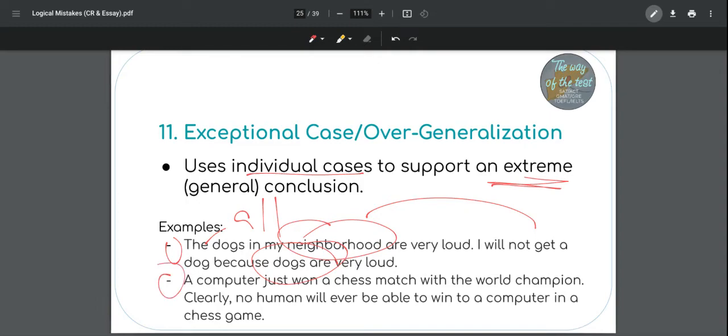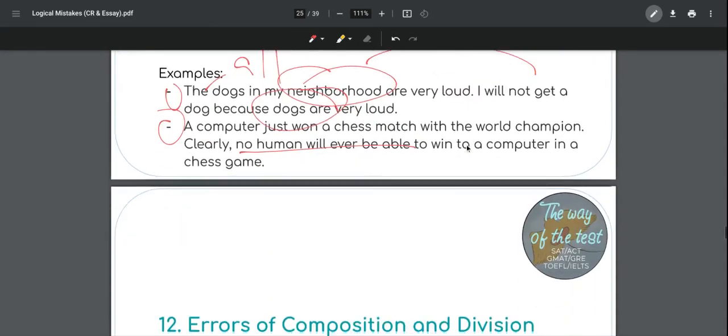The second example: a computer just won a chess match with the world champion. Clearly, no human will ever be able to beat a computer in a chess game. We know that this is contrary to fact. Just because one thing happened, we cannot generalize. We have one thing from the category computer competing against one human, so we cannot extrapolate this to all the individuals in the category computer and all the individuals in the category humans. In general, we try to avoid generalizations.